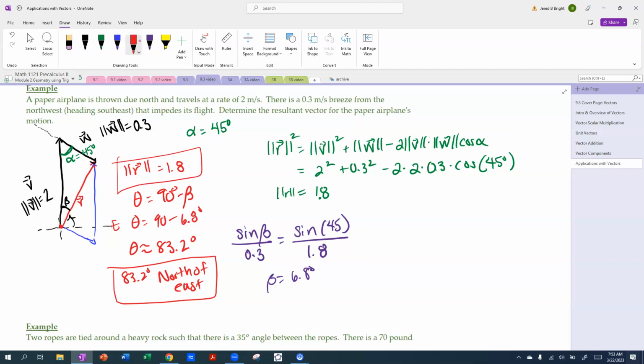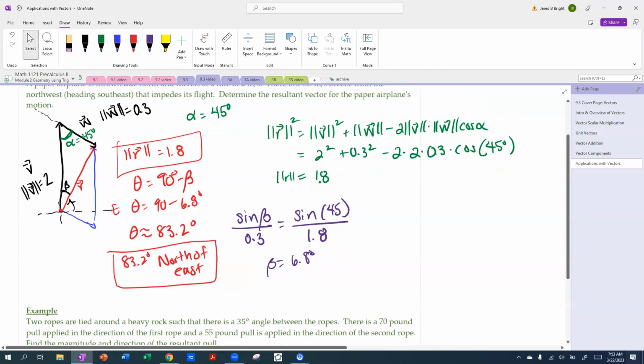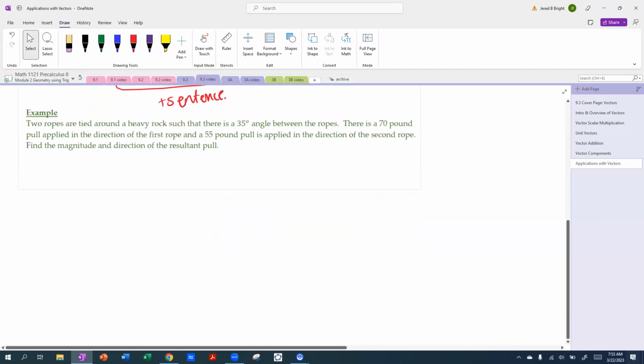But anyway, we now know information about the resultant and the resultant's direction and magnitude. That was our goal. So we're done. And I should say we should write out a lovely sentence for all this, but I'll leave that to you. All right, next one.